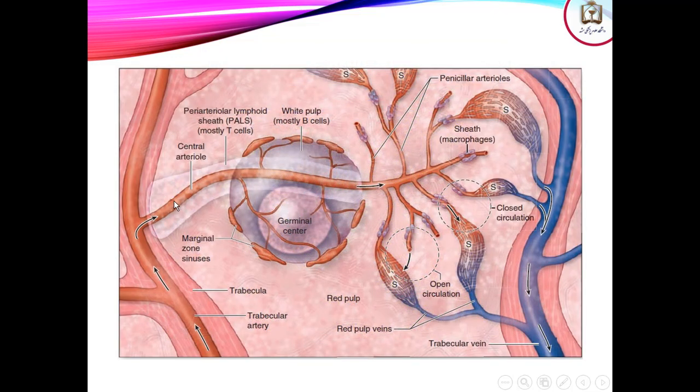And it's important to remember that in addition to the PALS, the nodules are also in the white pulp. Here is a nodule, and the nodule is mainly formed by B cells. Unlike the PALS, the nodule is formed mainly by B lymphocytes.